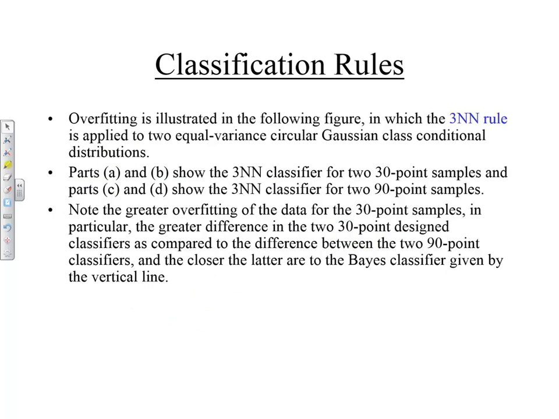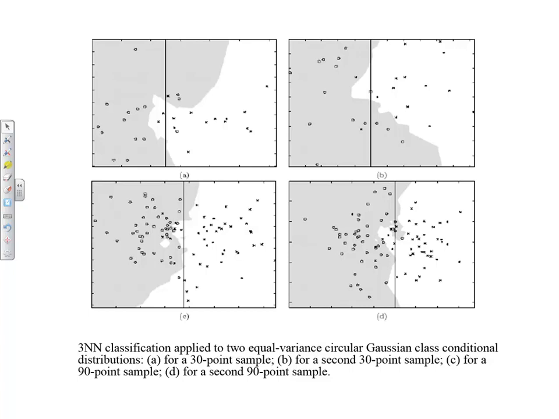Now, overfitting is illustrated in the following figure. Here you have a bunch of points that you're trying to classify, and these are coming from circular Gaussian class conditional distributions. One is here. The Bayes classifier is this vertical line, a straight line that will separate them. But let's say you don't know that. In each of these, the Bayes classifier is shown. So if you're going with 30 samples in the two upper figures, and you design a classifier using, I think, the 3 nearest neighbor rule, you come up with this decision boundary that is shown here.